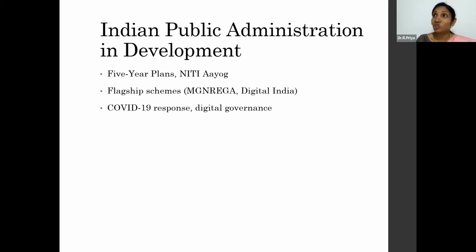We cannot deny the support we are getting from the government side, right? So government means it's the public administration side. So the conclusion of this slide: I just highlighted that India's public administrative system has played a fundamental role in shaping the country's economic journey, from 5-year plans to digital innovation and emergency management also. Its adaptability and reach make it a pillar of inclusive and sustainable development.